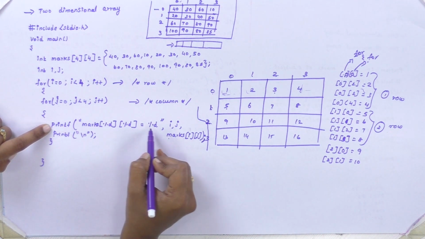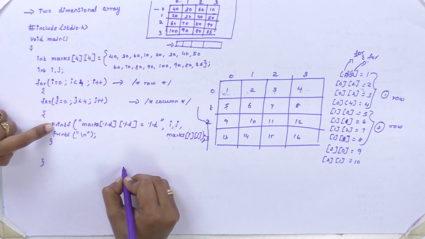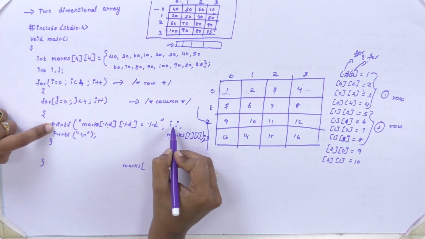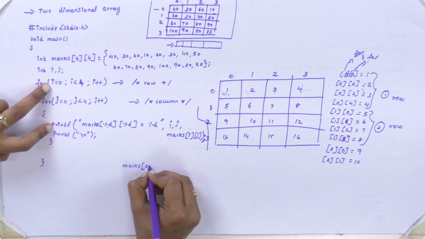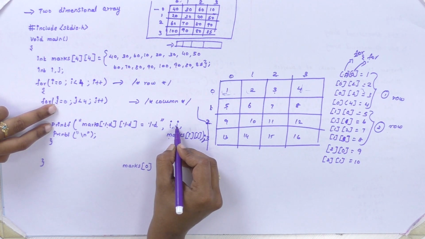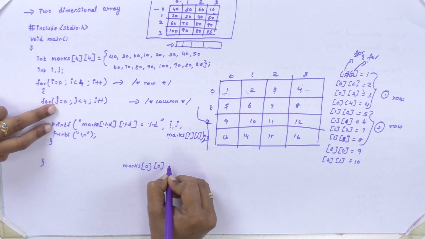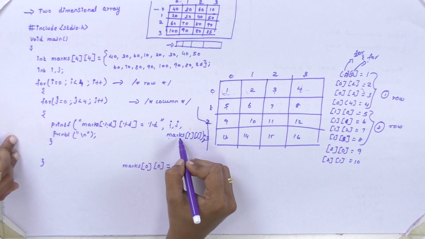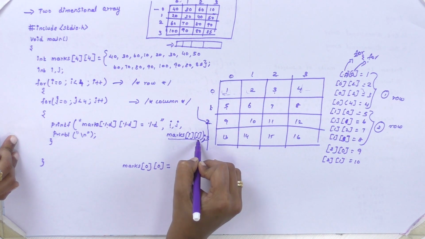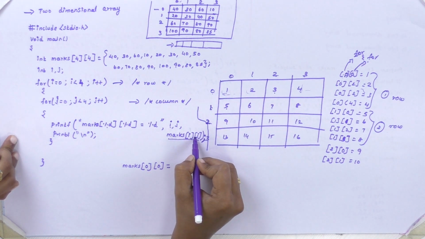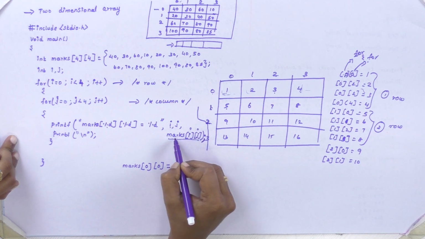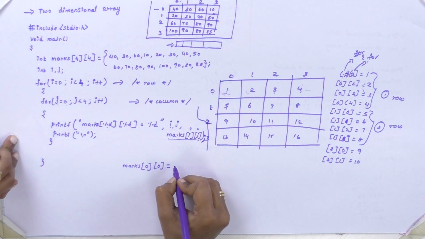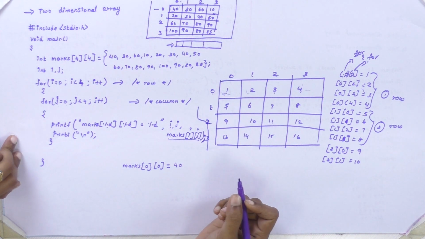When you enter into this loop, it will print the value as marks of. The first %d represents i, so the i value will initially be 0. Then the next %d represents j, so the j value will be 0. So it will display like this. Then equal to, and this %d represents the value of the array. So marks of i j is marks of 0 0. What is the value stored at that index? 40. So the value will be displayed as 40.